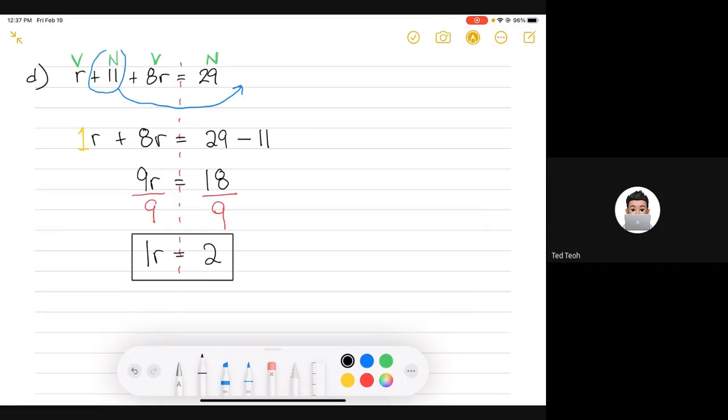All right, so step 1, draw a dotted red line where the equal sign is. Step 2, write the letters V's and N's above each term. Step 3, bring all your V's to one side of the dotted line. Bring all your N's to the other side of the dotted line. Step 4, simplify. Step 5, isolate for R, or whatever letter you're looking for.